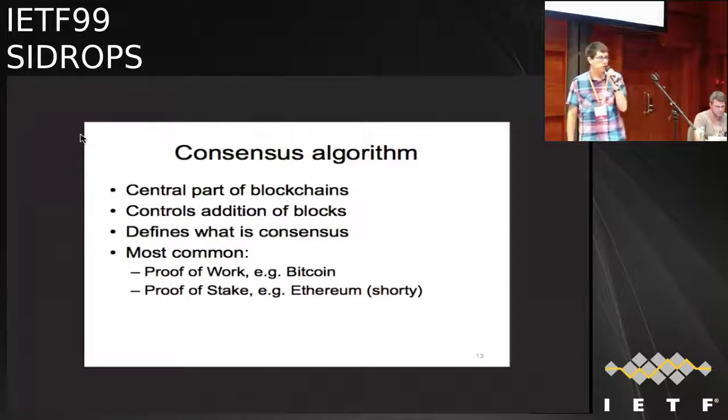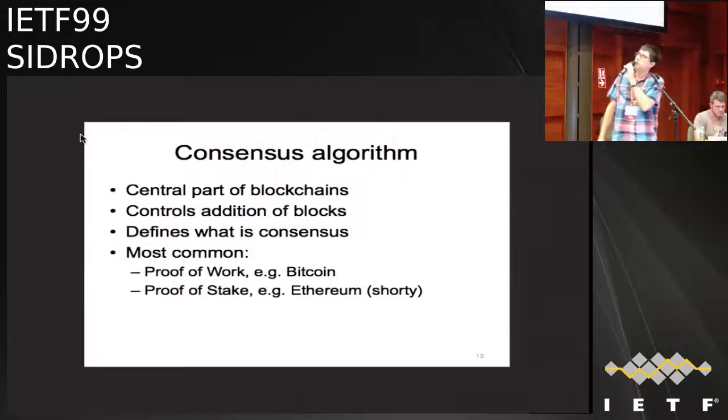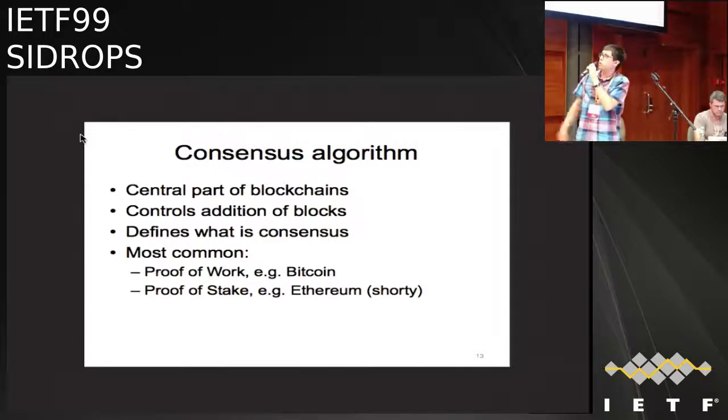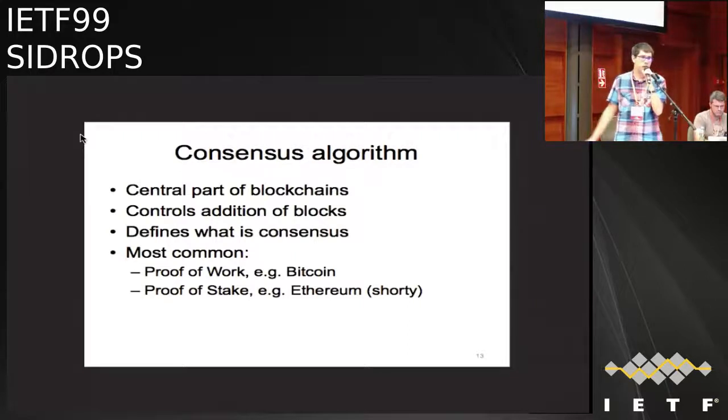So, also a few words about the consensus algorithm. The consensus algorithm is the central part of any blockchain because it controls the addition of blocks. It basically defines what is consensus and provides the nodes a set of rules which help them reach consensus regarding the state of the blockchain. The two most common consensus algorithms are proof of work, which is the one used by Bitcoin, and proof of stake, which Ethereum is planning to switch to in a year's time.